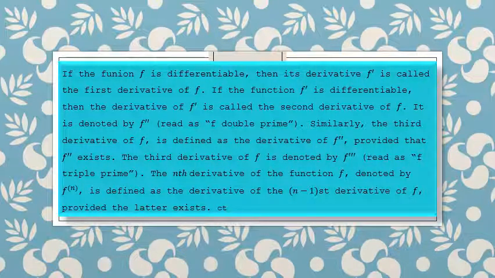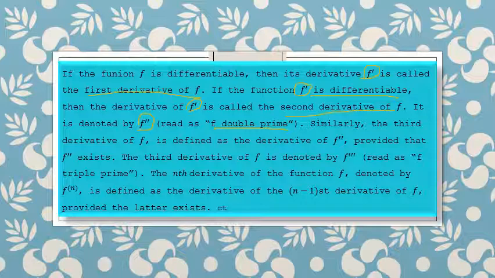If the function f is differentiable, then its derivative f prime, okay, di ba ito yung first derivative, is called the first derivative of f. If the function f prime, or yung first derivative is differentiable, then the derivative of f prime, okay, derivative ni f prime is called the second derivative. So it is denoted by f double prime or read as f double prime.